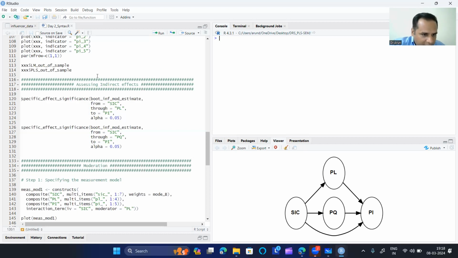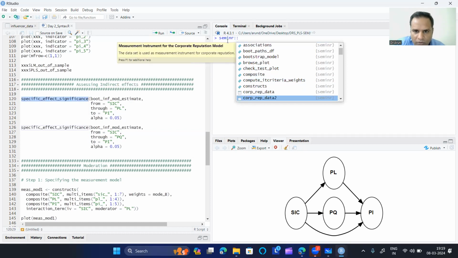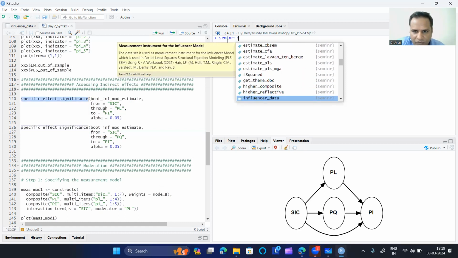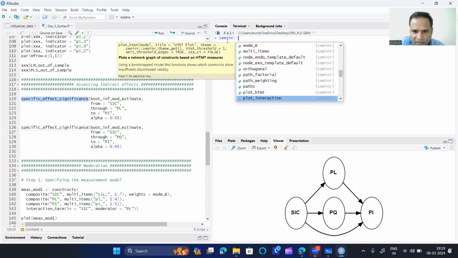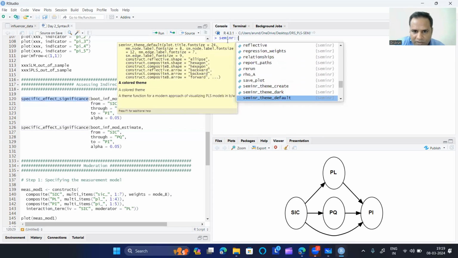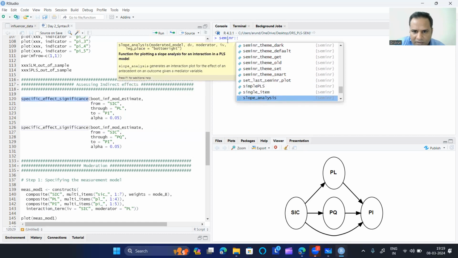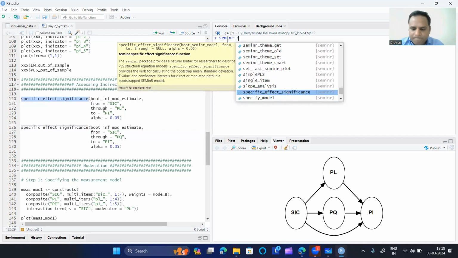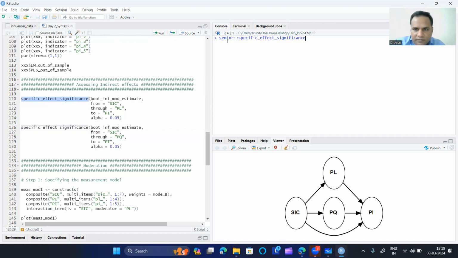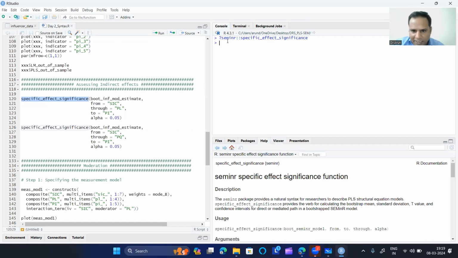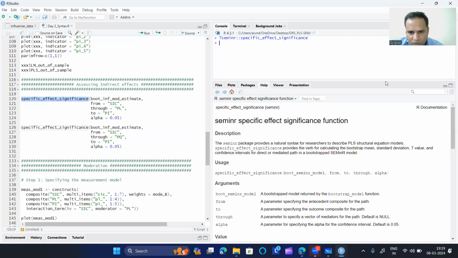By the way, can you see this command now? If you can see this specific underscore effect underscore significance, this is a function. So let's say if I type seminar and put two dots, you see every function here. PQRS. Wait, I'll show you this. Can you see this? This is a function. And if you want to know how to write the syntax of this function, simply put a question mark at the beginning and see. This is how you will use it.